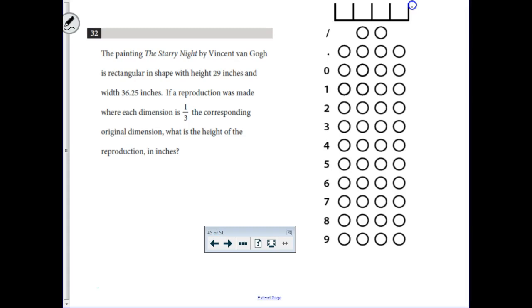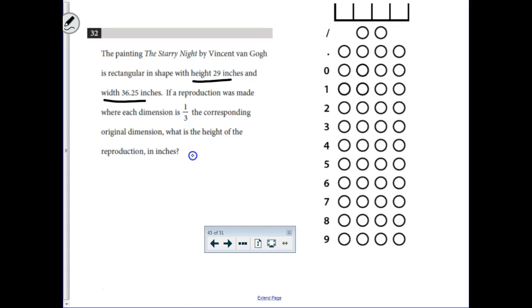1492 all the way. Okay, so 32. Just started the test, so I know this should be a comfortable problem. I shouldn't panic yet. I know there's words, but teacher told me words mean good things, so here we go. Painting of the Starry Night by Vincent, blah, blah, blah. Okay, a rectangular shape with height 29 inches and width of that.